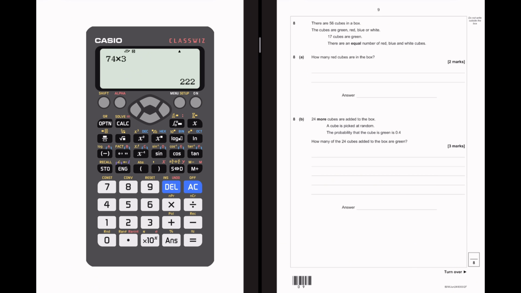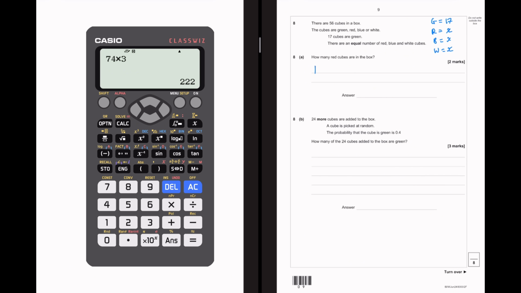Question 8 says there are 56 cubes in a box. The cubes are green, red, blue or white. 17 cubes are green. There are an equal number of red, blue and white cubes. How many red cubes are in the box? So we've got green, red, blue or white. And there are 17 greens, and then there are an equal number of red, blue and white cubes. So we're going to denote these as X.